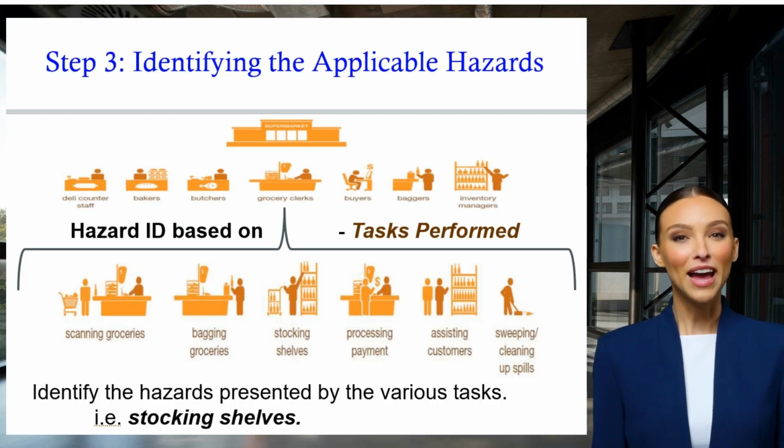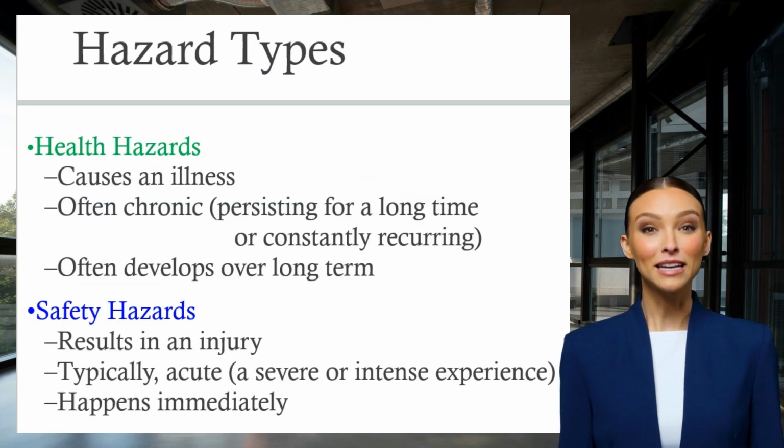Now it's time for step 3, identify the hazards. This is where we examine each task and ask, what could go wrong? We identify hazards based on the tasks performed, not just the job title. For example, for the task stocking shelves, hazards might include lifting heavy items, climbing ladders, slips or trips from spilled product. A hazard is any condition, behavior, or situation that has the potential to cause injury, illness, or damage.